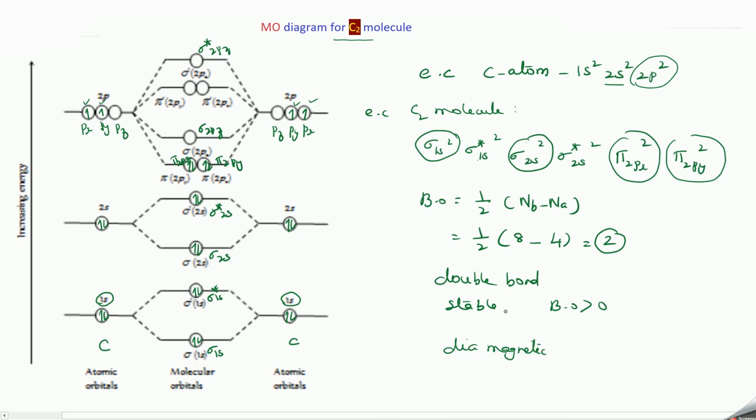So these are the informations we are getting. The bond order here is 2. We are getting a double bond between carbon and carbon. And the molecule is stable and diamagnetic since all the electrons are paired up.